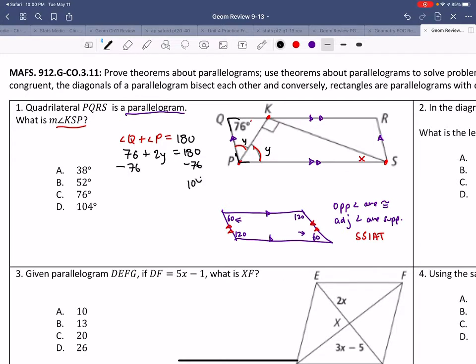Okay, so I get 104. So I know this whole angle is 104. So what would that make each of the smaller angles? Y would be 52. Okay, so this would be 52. This would be 52. Now we can focus on the triangle at hand.